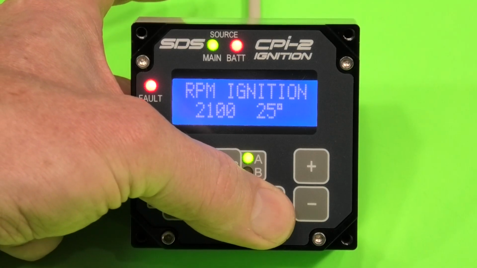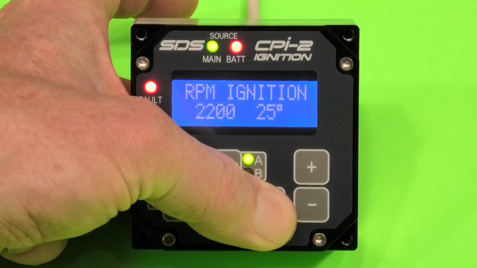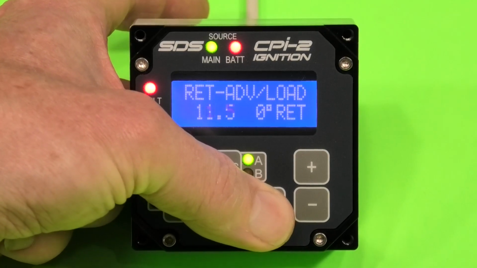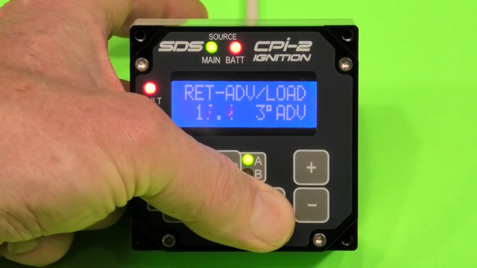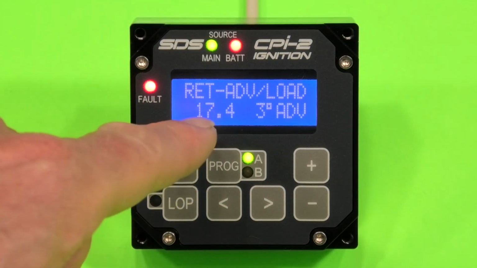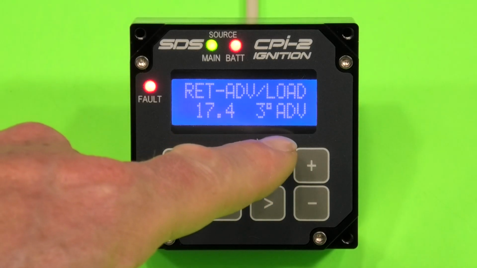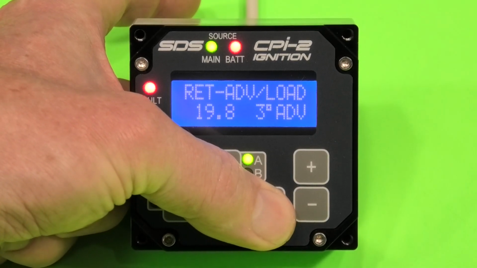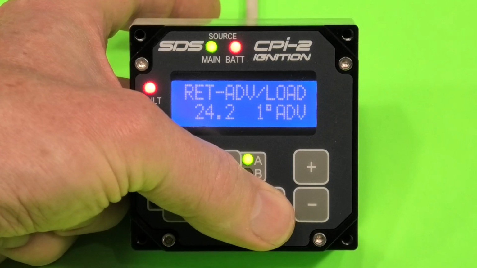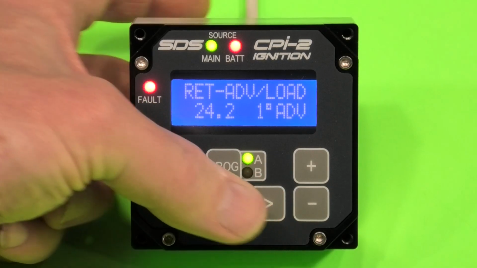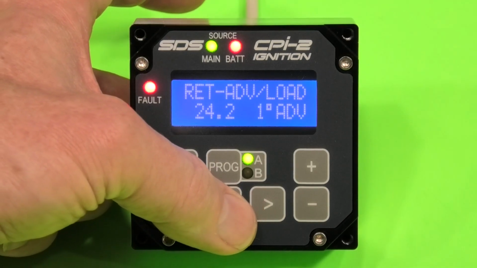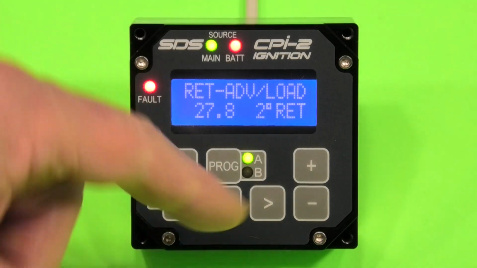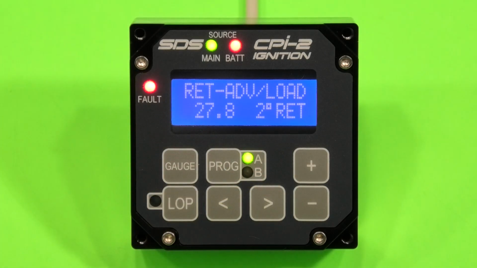We'll scroll over to get to the ignition advance and retard windows. We'll fast scroll over here. So here's the manifold pressure, 17.4, and we're going to advance 3 degrees there. And we can change this. You can see the advance is dropping off as the manifold pressure increases here. And at high manifold pressure, we're retarding 2 degrees at 27.8 inches.